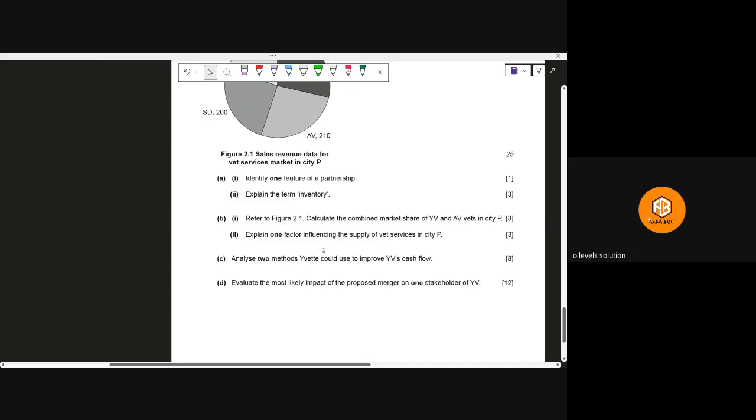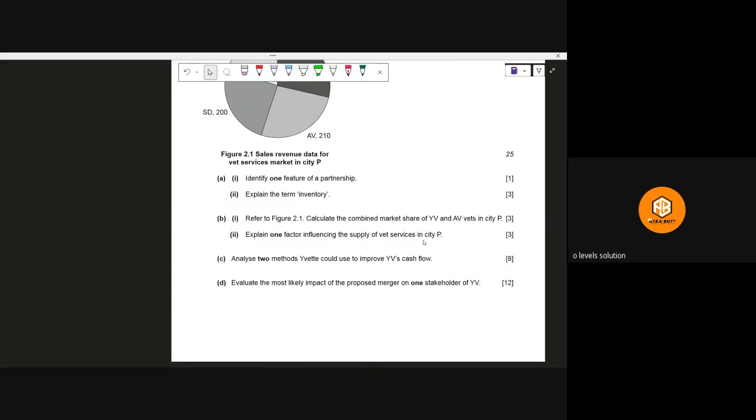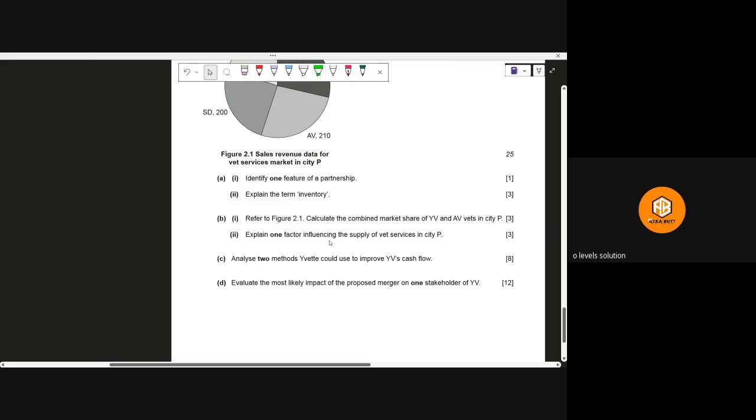Then the next question is to explain one factor influencing the supply of vet services in the CTP. The supply of vet services means the doctors providing the vet services. So this could be influenced by the availability of qualified veterinary surgeons. For example, if there is a lower number of surgeons, this will definitely influence the supply of vet services. There will be less service supply because there are fewer doctors available. But definitely we have to explain this as well in the business context.